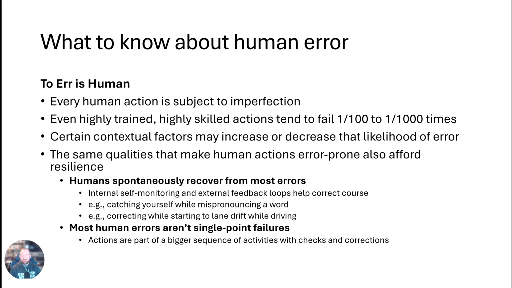And we've talked about this a lot, to err is human. Every human action is subject to imperfections. But also, and something I'd like you to know, the same qualities that make human actions error prone are also the things that give us tremendous resilience. So humans spontaneously recover from the vast majority of errors. This could be saying the wrong word and immediately correcting yourself. This could be, oh, I accidentally deleted this thing, but I can undo it. Those kinds of aspects. We tend to be fairly reliable in that sense.